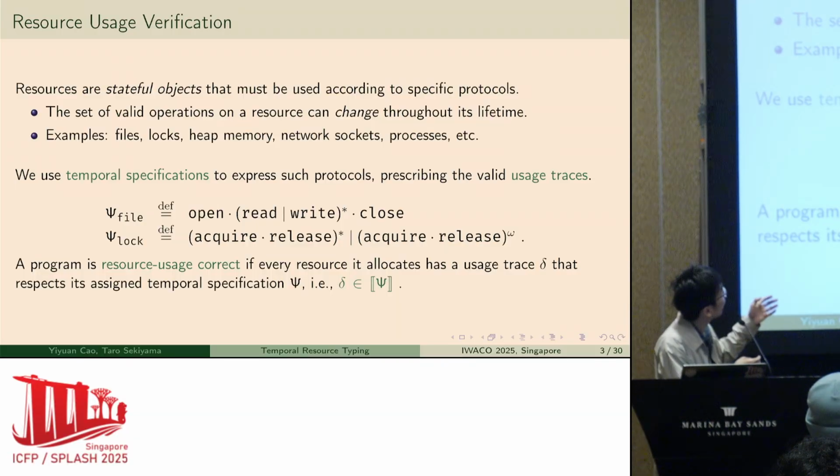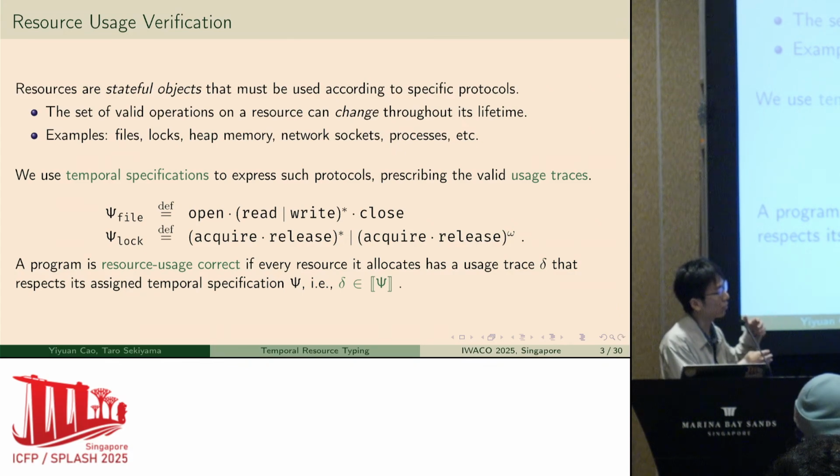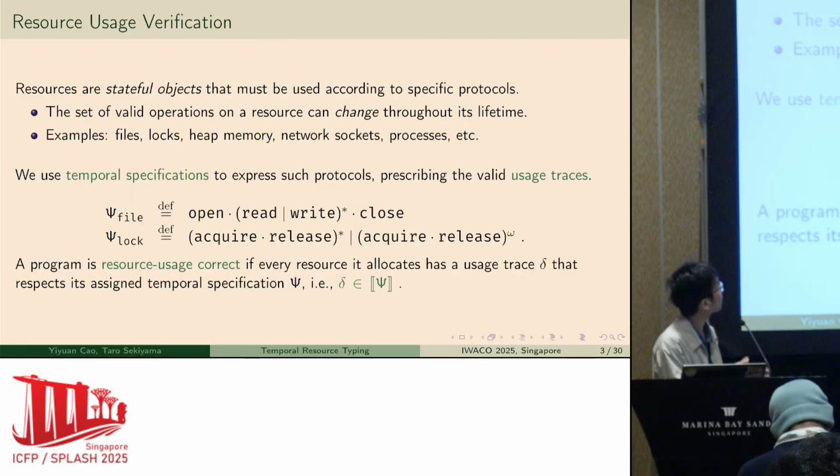We can specify this kind of usage protocol using what we call temporal specifications to prescribe the usage traces. For example, the file usage here says that you should open the file first, before it is read or written finitely many times, and eventually it must close. So we are specifying the full traces here. In this specification, we require the files to be eventually closed. And the log specification here says that acquire and release must come in pairs, and this usage pattern can repeat arbitrarily many times, including infinitely.